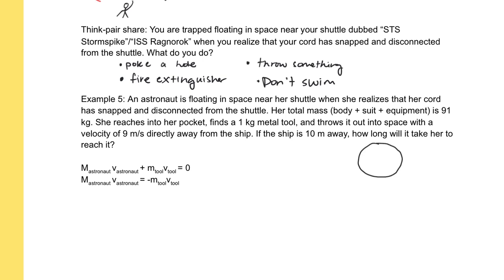So let's draw this. So we have a ship. We have an astronaut looking guy. Looks like a marshmallow. Could be a marshmallow. So he has his little tool thingy, his little wrench.